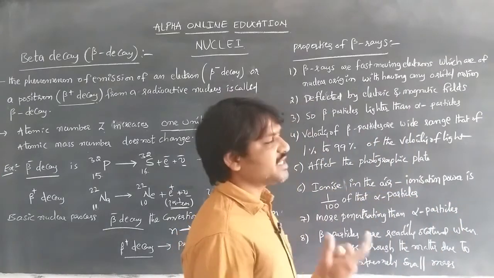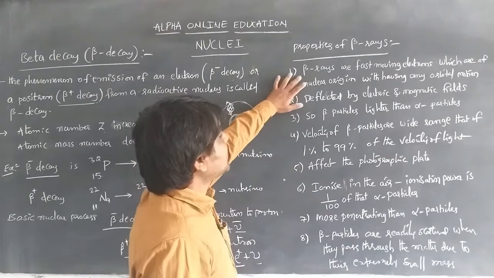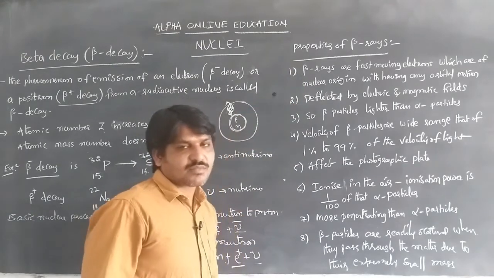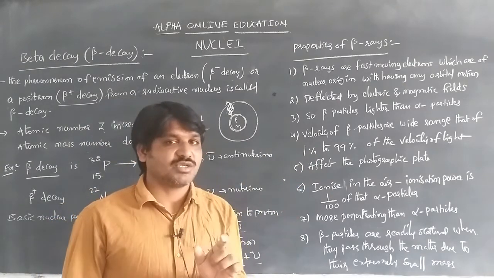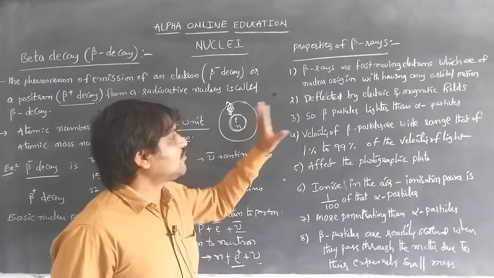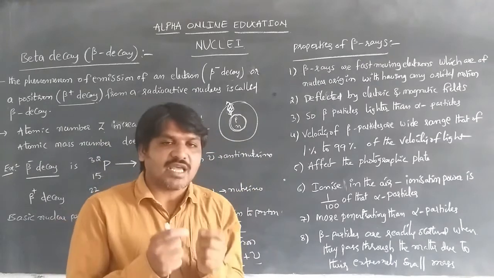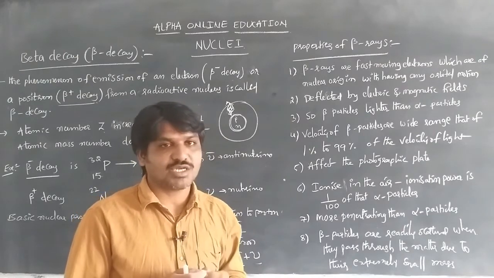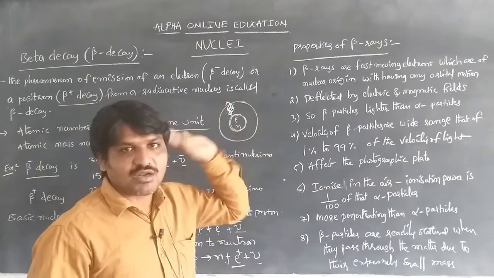Some of the properties of beta rays are these. Beta rays are fast moving electrons, which are of nuclear origin. From the nucleus, beta rays are fast moving electrons without any orbital motion, fast moving electrons of nuclear origin.